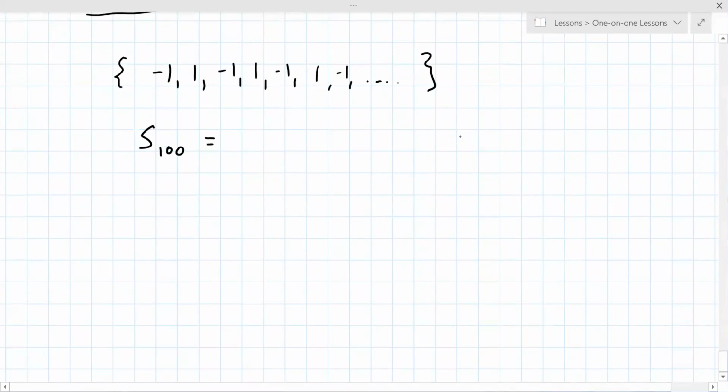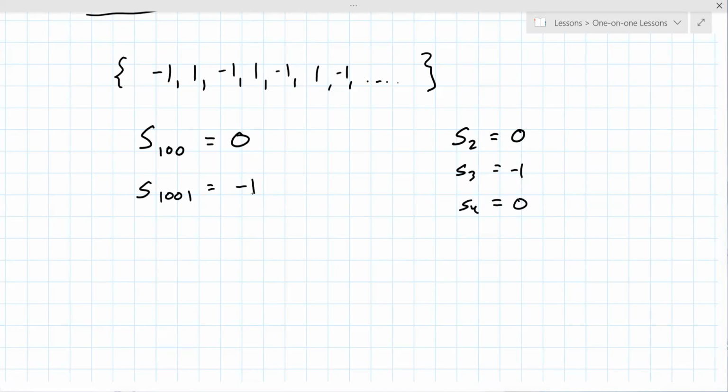If I asked you what's the sum of the first two terms, you would say 0. First three terms is minus 1, but four terms is 0. But if I said the sum of 1,001 terms, it would be negative 1. Okay, that makes sense. So now how could your instructor put this into a question?